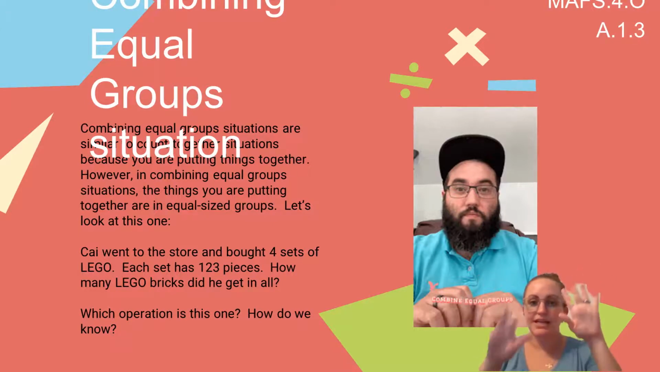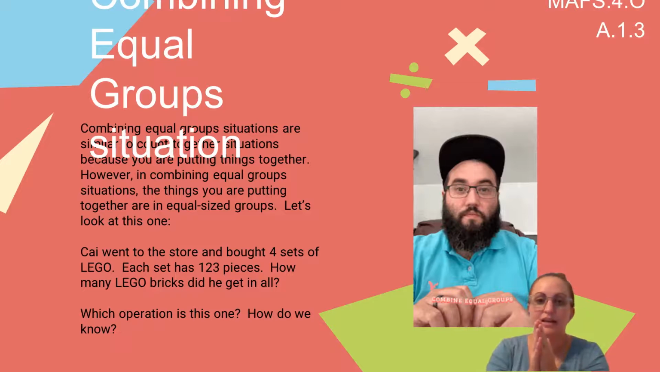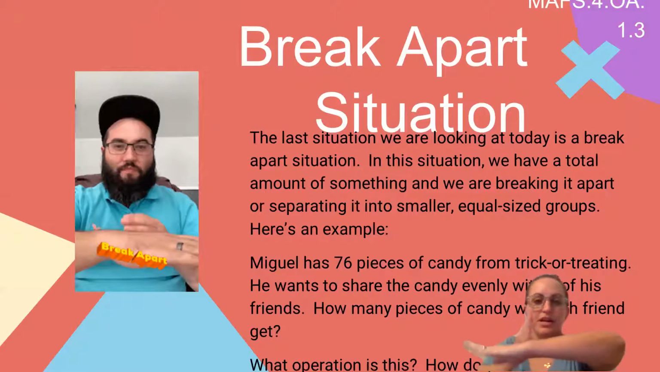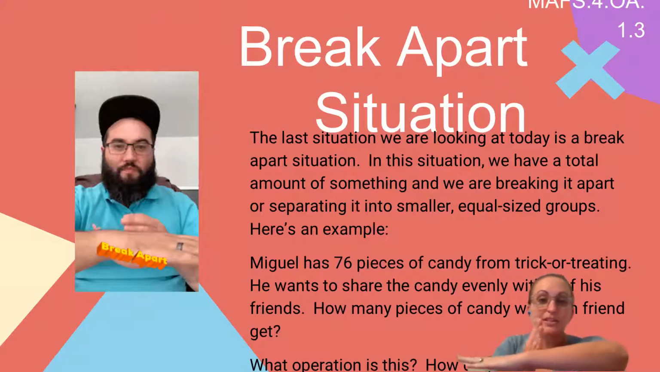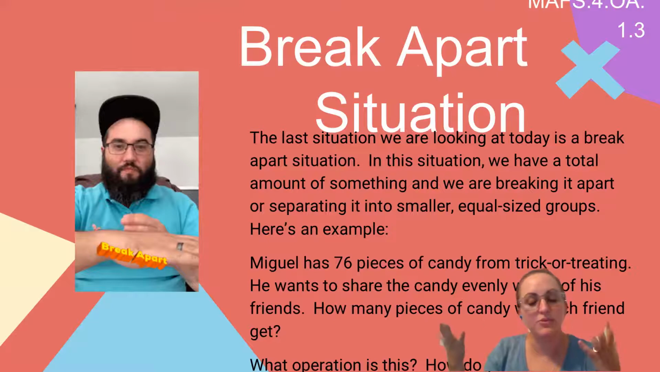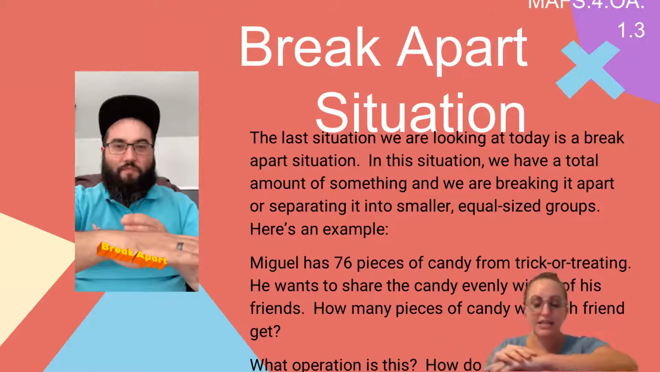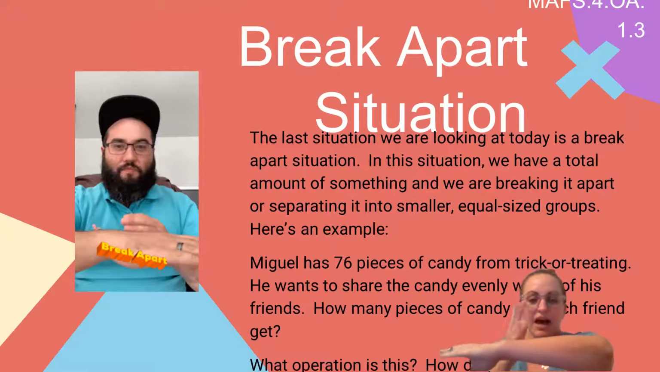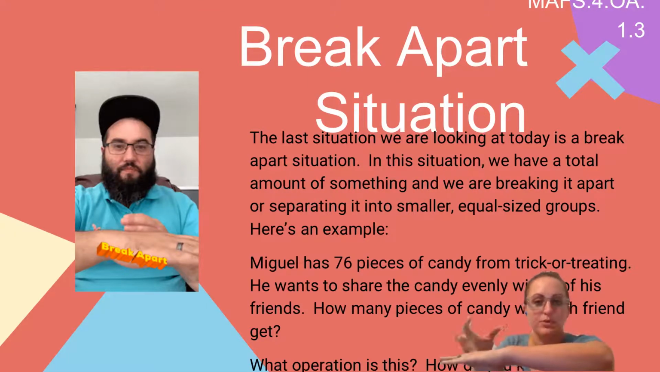I'm combining things together and they have to be the same. That's multiplication, okay? And then the last part is a break apart situation. A break apart situation is division. So you're taking a big amount, like my arm, and I'm breaking it apart into equal sized groups. Anytime you're splitting something or breaking it apart, dividing it, that's what the word divide means, right? If I'm dividing something, I'm breaking it up into equal sized groups.